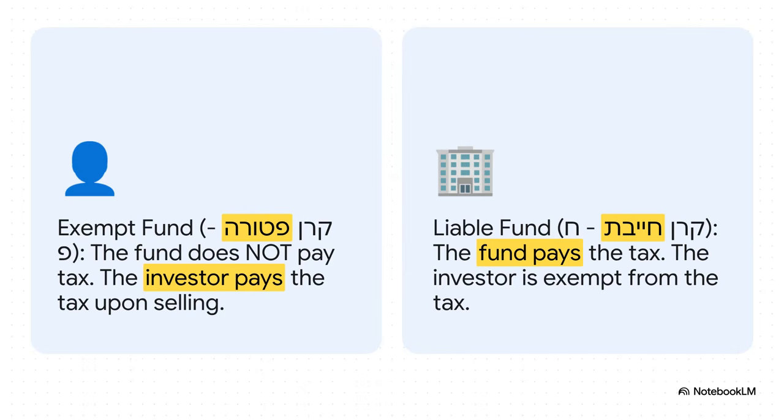So a fund with a peh is called an exempt fund. This means the fund itself doesn't pay capital gains tax. Instead, you, the investor, are on the hook for the tax when you decide to sell. A fund with the ket is a liable fund. In that case, the fund pays the tax on its gains, and you don't have to worry about it. It's really just about who gets the tax bill.